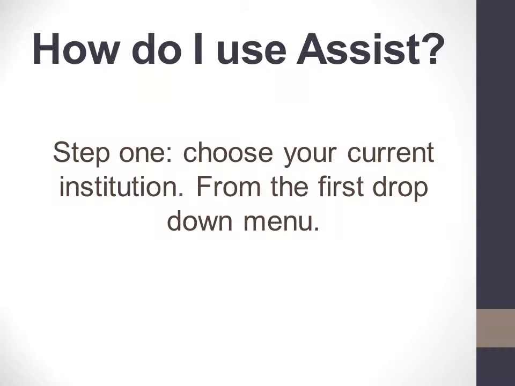There are many ways to use Assist, but first I want to talk you through an example with a student who's already picked their major. This student, we'll call her Amy, is starting her first semester at Mission College. Amy knows that she wants to major in political science.